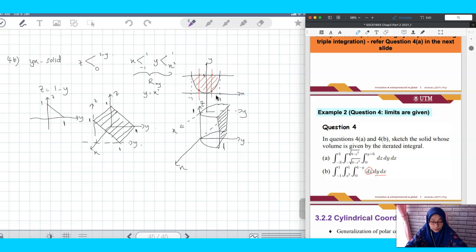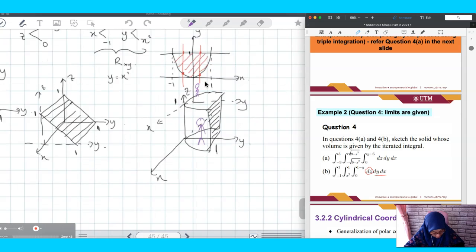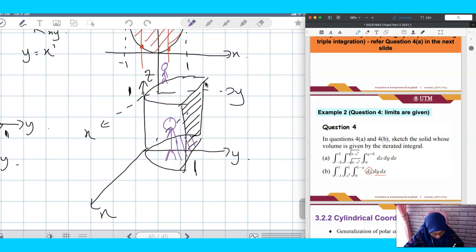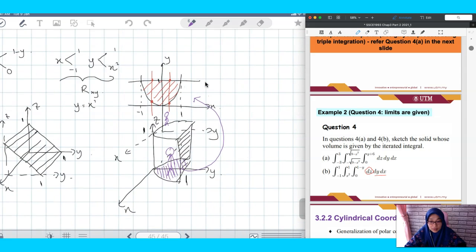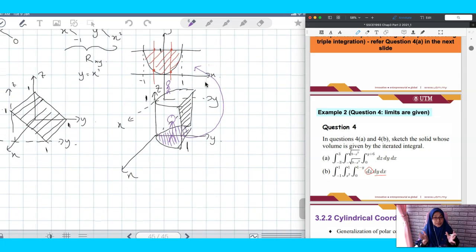Region is something that you are lying on. Imagine you yourself are standing inside that solid, and your feet are on the XY plane. When you are standing over here and looking down, the dominant shape that you can see lying on the XY plane is this particular shape, right? That is your region, which you can see from this sketching. Okay, so now we do the projection.